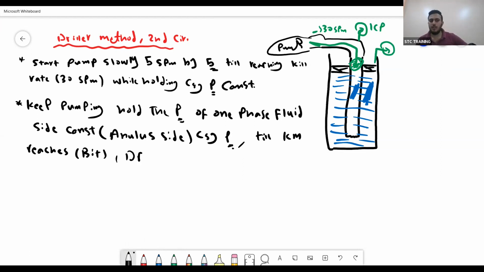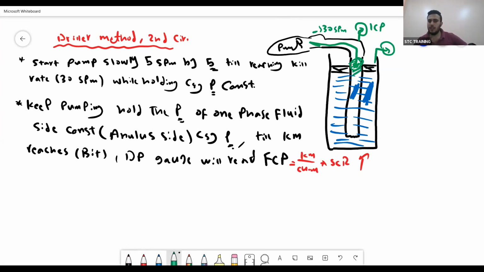Now the drill pipe gauge will read the FCP value. We just said FCP equals kill mud weight over current mud weight times SCR pressure, and round up this value. Now our drill pipe side is filled with kill mud weight. Okay, now kill mud has reached the bit. So the one-phase side now is the drill pipe. And once the kill mud starts to enter the annulus, the annulus has two fluids, kill mud and original mud. So we need to keep the pressure of the one-phase fluid side, the drill pipe side, constant.